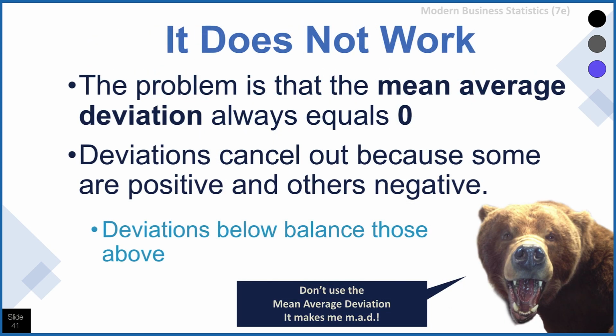But here's the problem with that. Because the scores are equally distributed around the mean, the mean is the mathematical center of our distribution. The deviation scores above the mean will cancel out all of the deviation scores below the mean. Some deviations will be positive, some will be negative, and when we add them all up, they will always add up to 0. Well, that's no good. Every time you add up any mean average deviation, it always equals 0. It's enough to make you really mad.